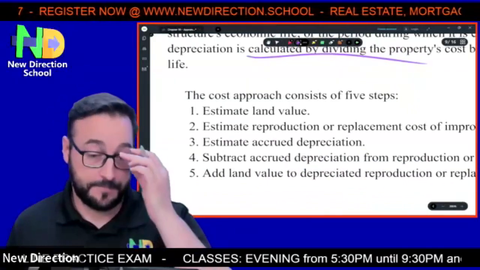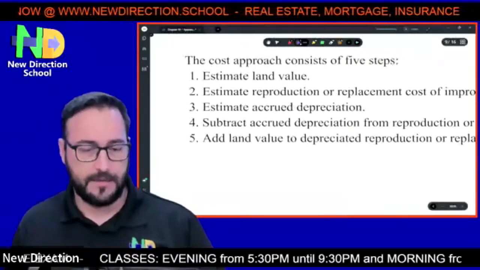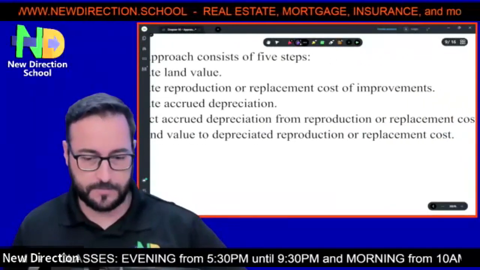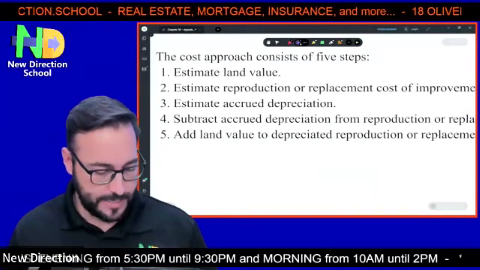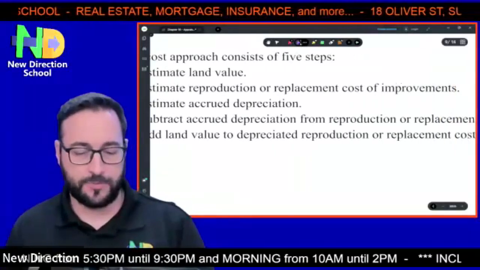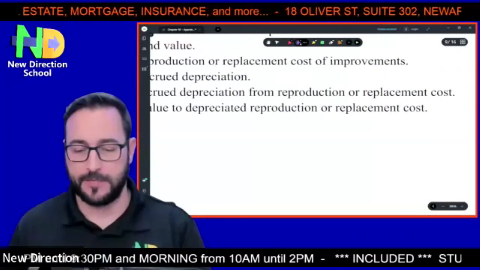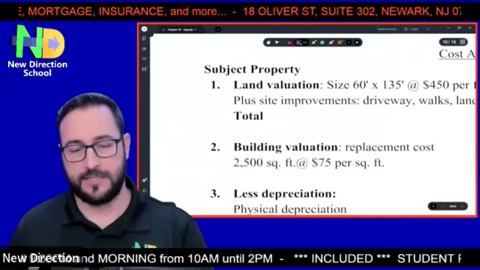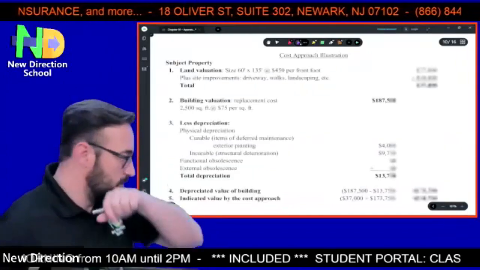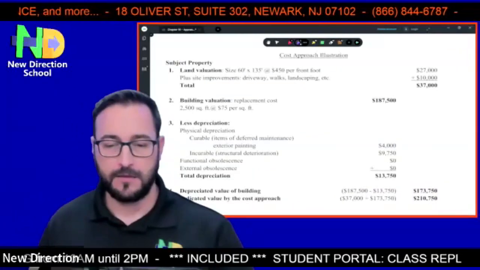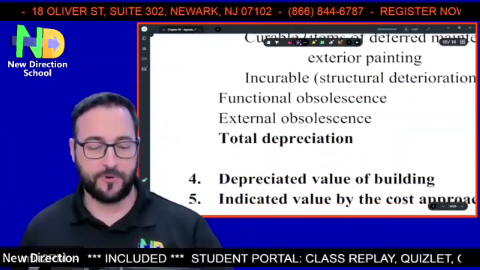All right. The cost approach consists of 5 steps. You estimate the land value, estimate the reproduction or replacement costs of improvements. You estimate accrued depreciation. Then you subtract accrued depreciation from reproduction or replacement costs. And then you add land value to depreciated reproduction or replacement costs. So let's look at this in numbers, be a lot easier, right? So you have here, the next page, you have an illustration and it says step number 1, step number 2, step number 3, step number 4 and 5.